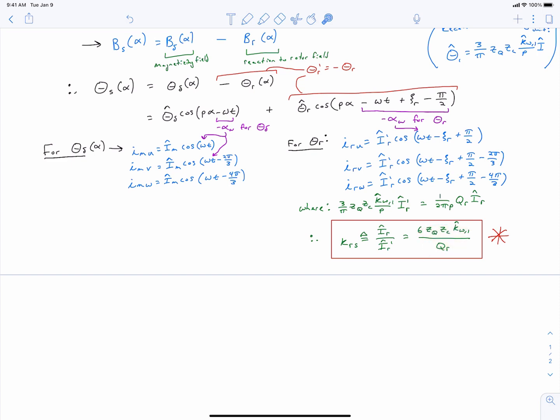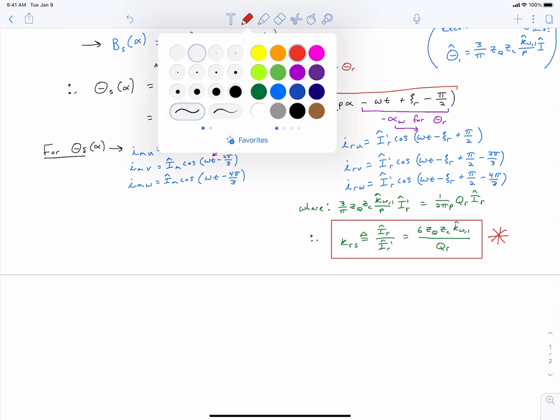And you can kind of think of this like a turns ratio in a transformer, where your rotor is your secondary and your stator is your primary. So this relates the rotor current to the stator current that flows in order to support that rotor current. And we're going to make one other point here, an observation.